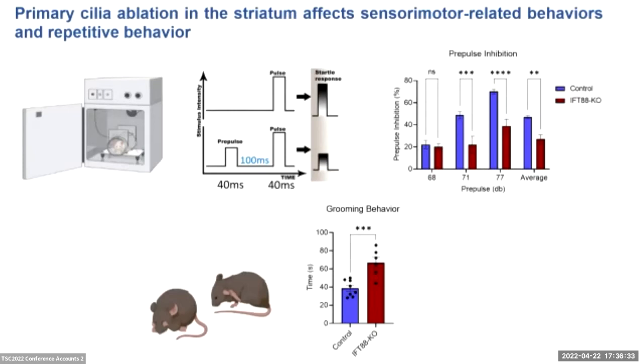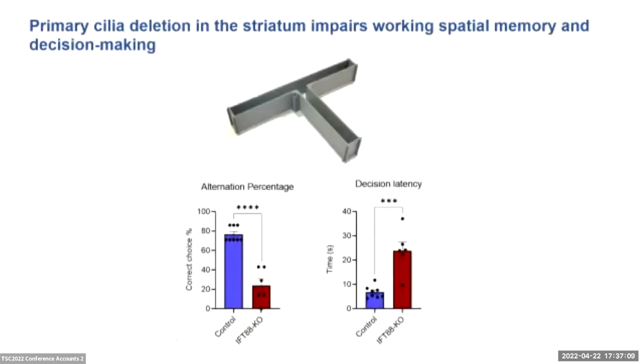What we found is that animals that lost cilia from the striatum have deficits. No matter how much we expose them to the pre-pulse, they keep responding with a startle to the high pulse. We also found that these animals that lost cilia show increased grooming behavior, which is repetitive behavior. Those two experiments show that these animals have a problem responding to the environment and adjusting their timing behavior.